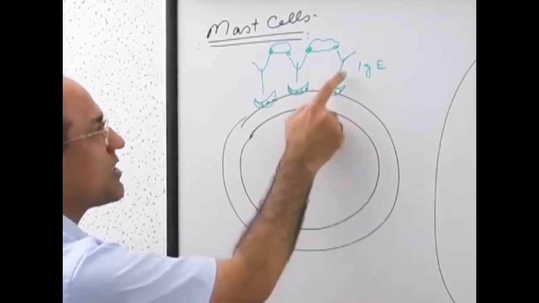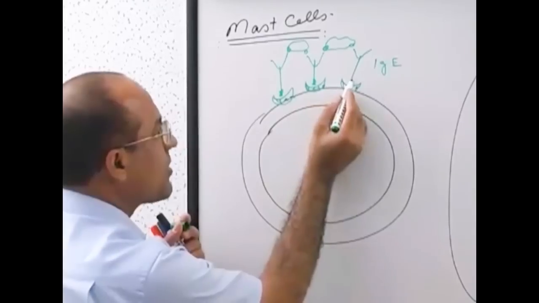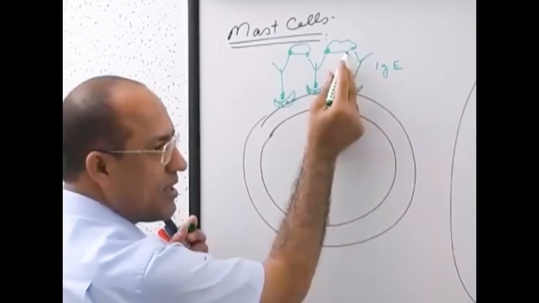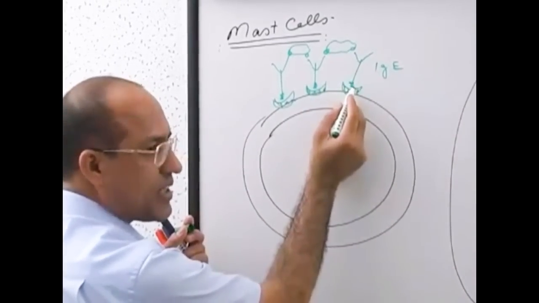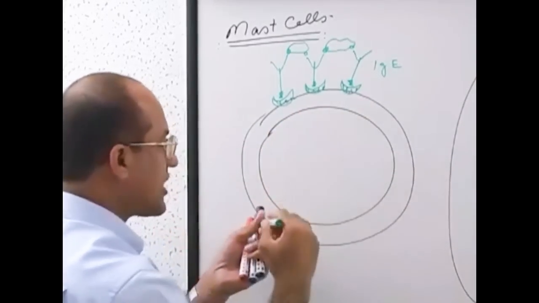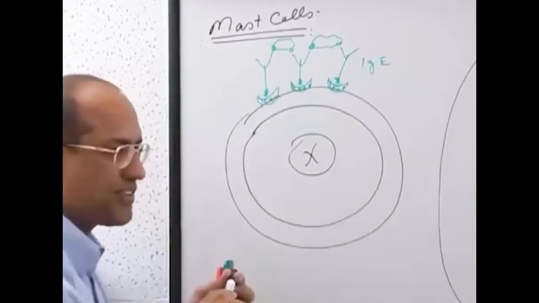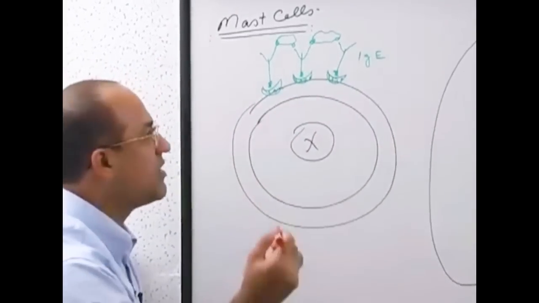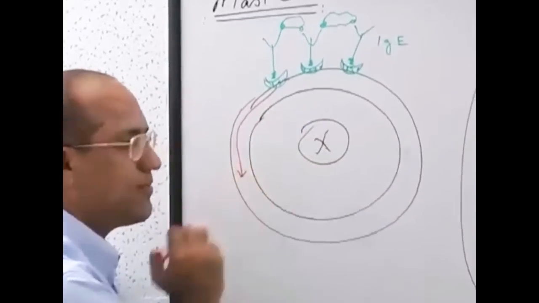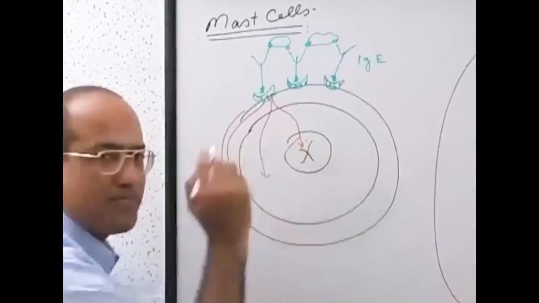And this will activate the antibodies. When the antibody binds with the pollen, the antibodies are activated, they activate receptors. Receptors give signals to this cell. Signals are at 3 levels. They activate the cell membrane, they activate the cytosol, and they activate the nucleus.